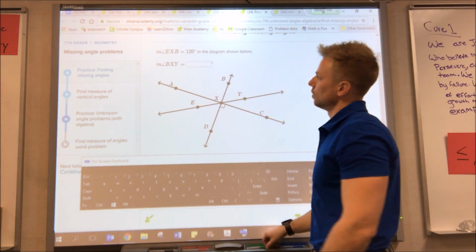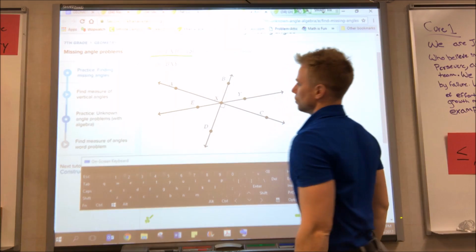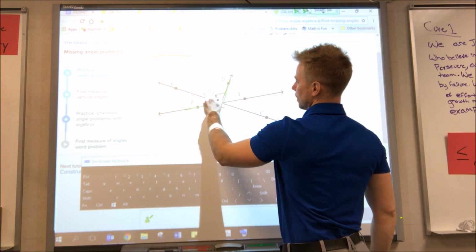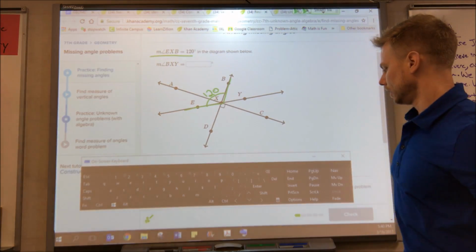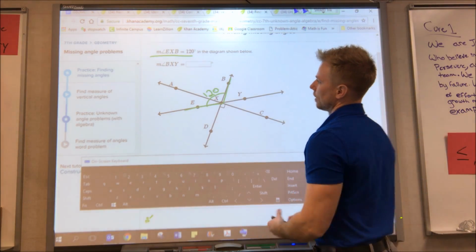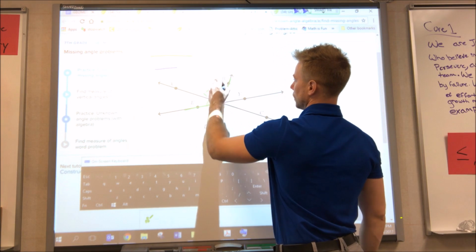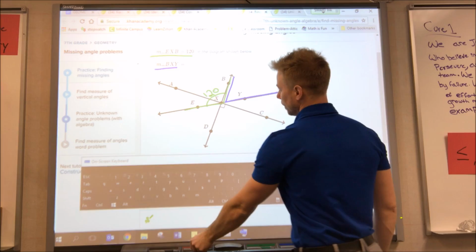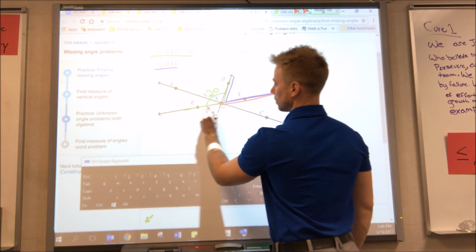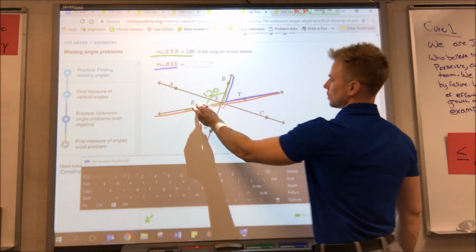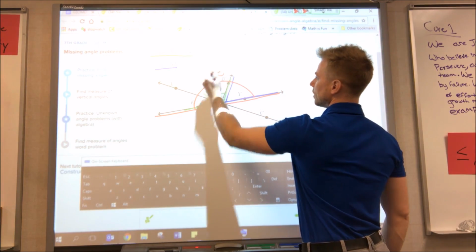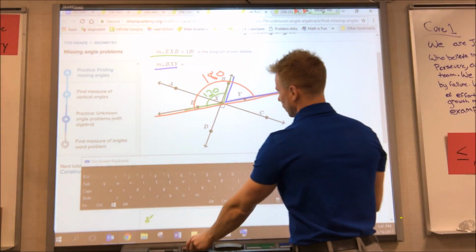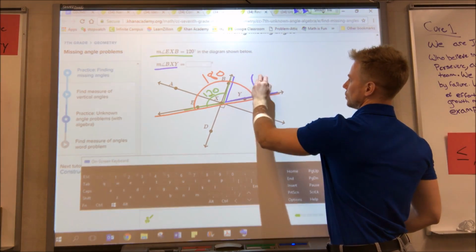They're telling us EXB is 120. So E to X to B, that's 120. We need to find BXY. Again, these two make a straight line. So that's telling me that's going to be 180. If this much is 120, 180 minus 120 gives us BXY, which is 60.